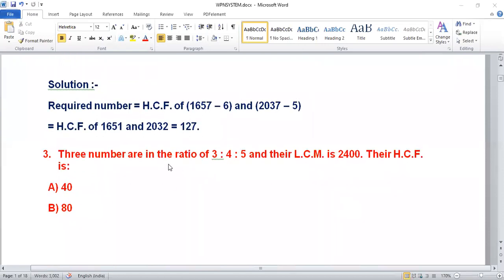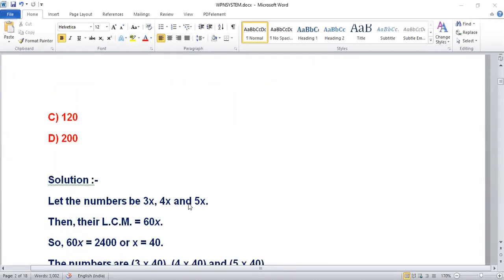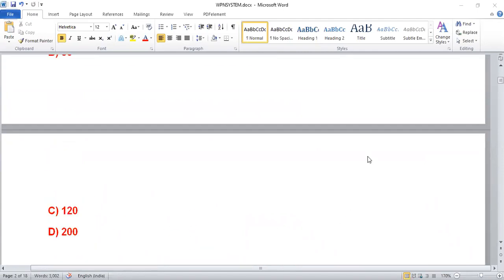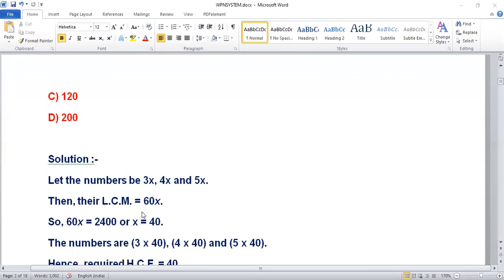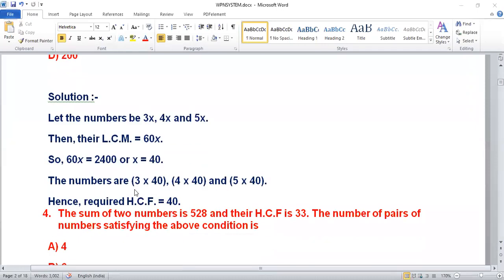Three numbers are in the ratio of 3:4:5 and their LCM is 2400. You have to find their HCF. Again we can solve this question in the same method. Let the numbers be 3x, 4x and 5x. If you find the LCM of 3x, 4x and 5x, it comes out to be 60x. But in the question they have given that LCM is 2400. So I can put 60x equal to 2400 and find the value of x, 40. So numbers will be 3 into 40, 4 into 40, 5 into 40. So what is the HCF coming out to be? 40. Okay.